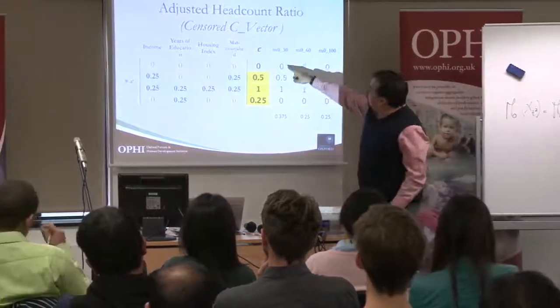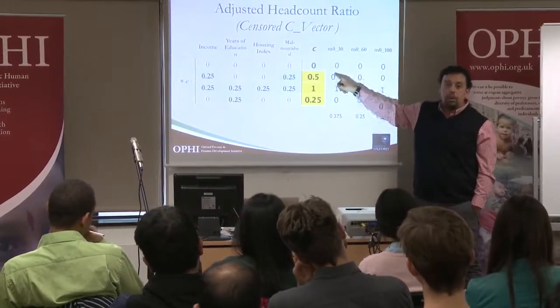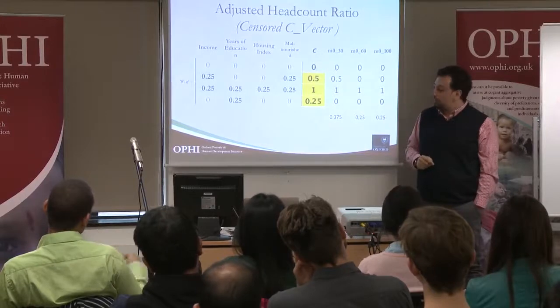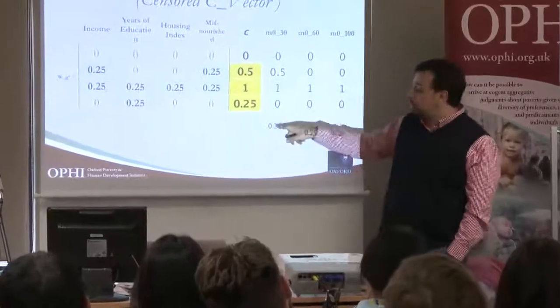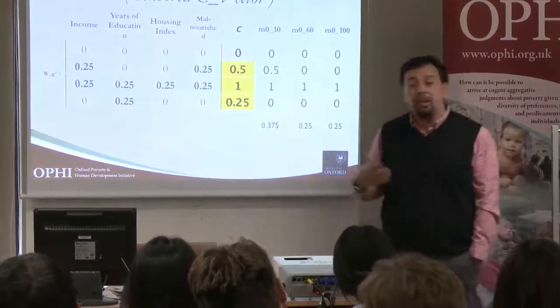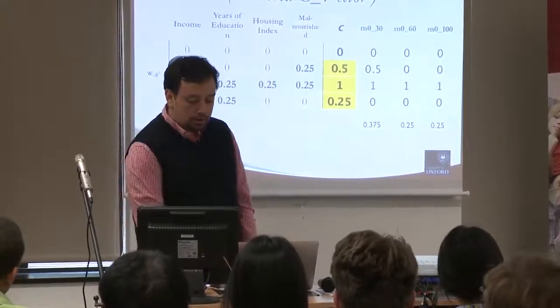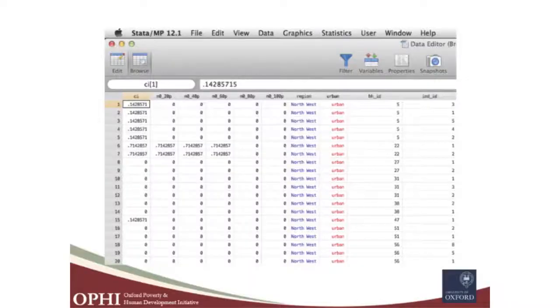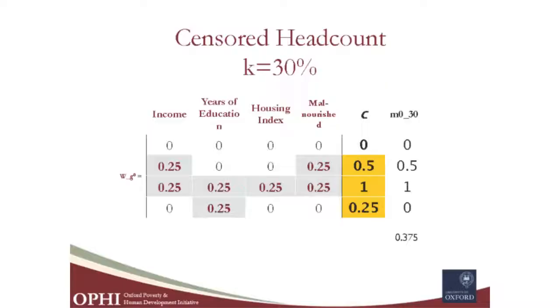So first individual, non-poor, so zero. Second individual, poor, the counting vector, and so on. What is this? The average of this number. That's why we use summarize. We're summarizing just these numbers. And it gives us directly the M0, the H, the A. Questions? In Stata, it's like this. Before we had dots, now we have zeros.